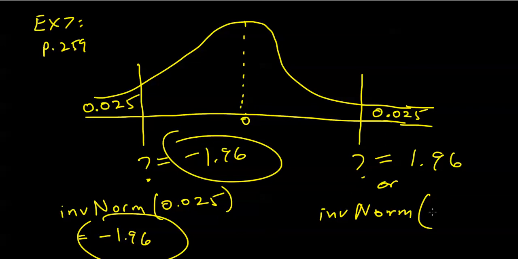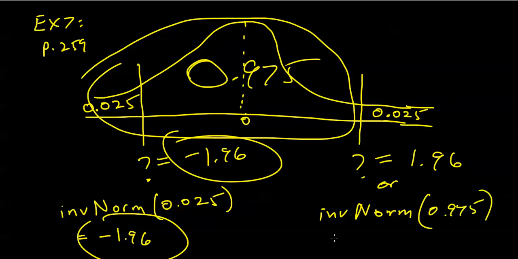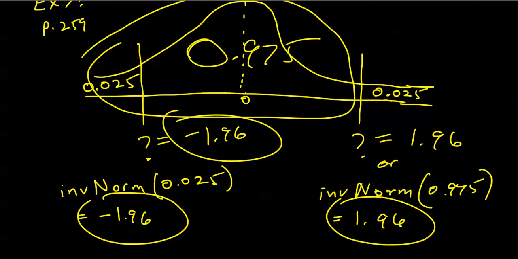But remember, you have to plug in your area to the left as your input for the inverse norm command. So I've got to figure out the area to the left. Well, if I've got a right tail of 0.025, that means my total area to the left of that upper z value is then 0.975. So I hit inverse norm 0.975, and indeed I do get 1.96. So either way is fine. You could make a symmetry argument in this problem or do both values directly using the inverse norm command.